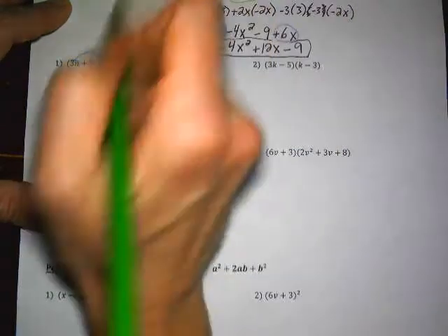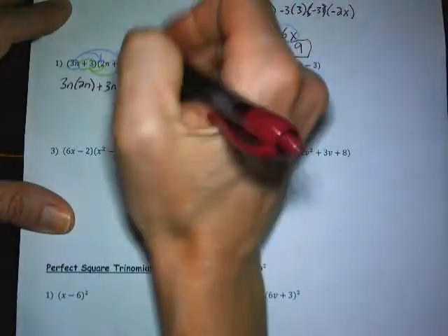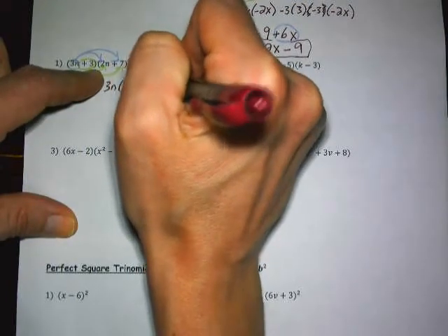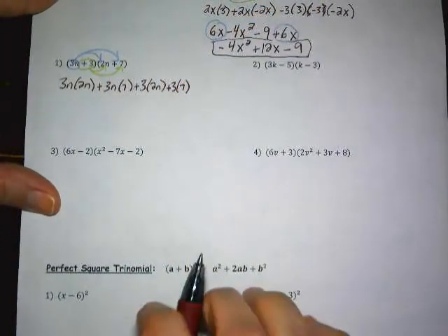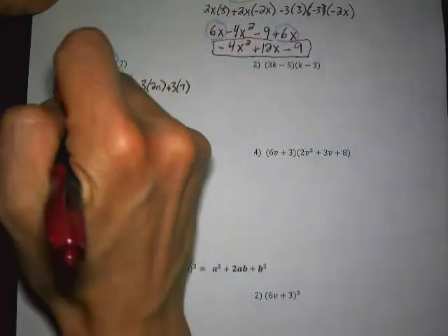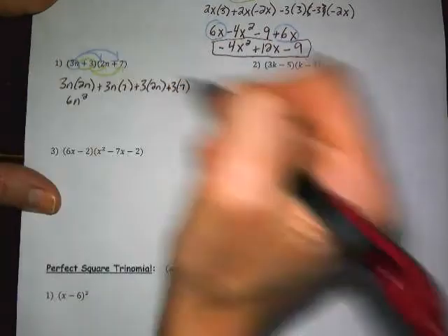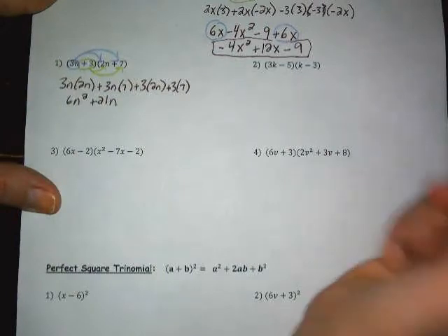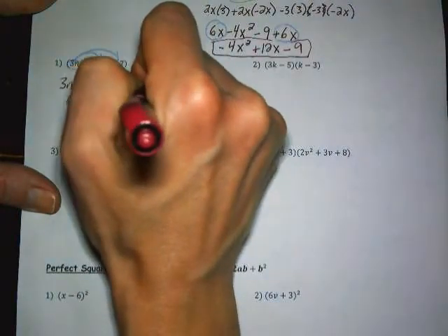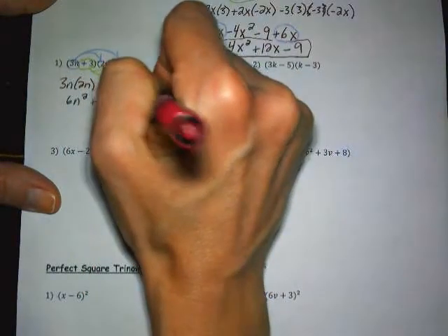Then you have to do your second piece. 3 times 2n and 3 times 7. So plus 3 times 2n plus 3 times 7. Multiply numbers, add your exponents. 3 times 2 is 6. n 1 plus 1 is n squared. 3 times 7 is 21, we only have an n term here. 3 times 2 is 6, and 1 n term. And 3 times 7, which is just 21.